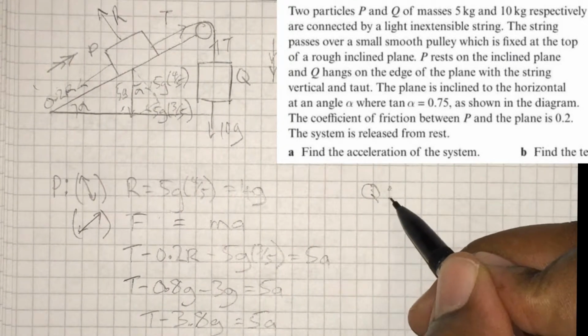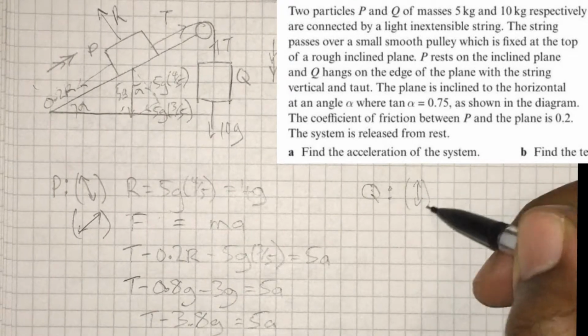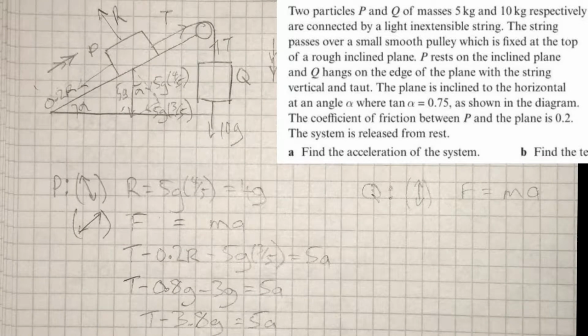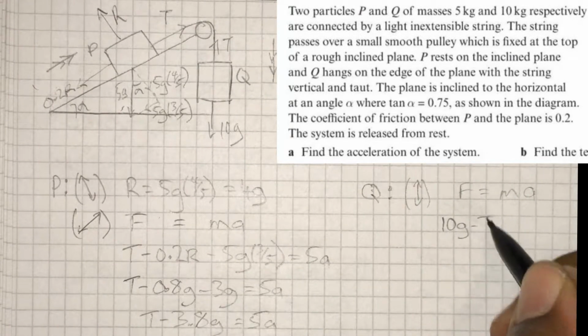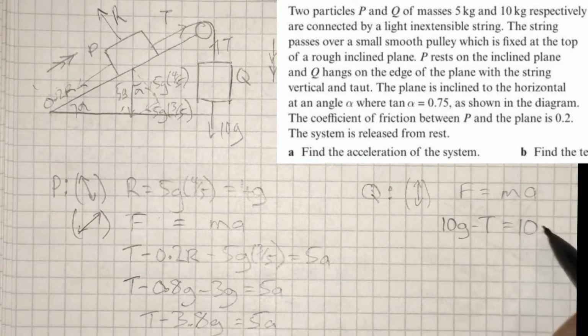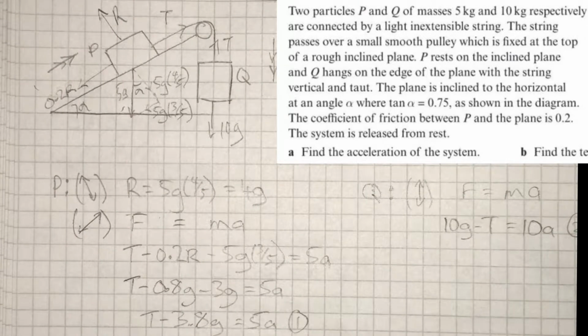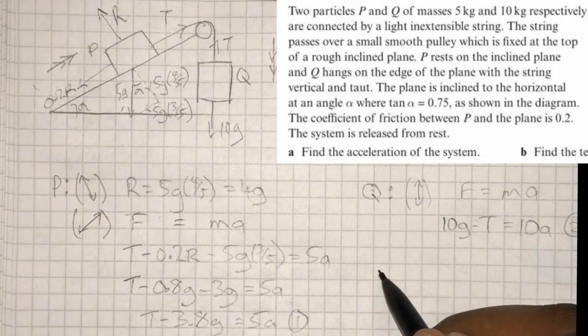We get T minus 3.8g equals 5a. Moving on to Q, there's only really one way to resolve. So vertically, F equals ma. 10g is in the positive direction, so 10g minus T equals 10a. Okay, these two expressions both have the same acceleration and the same tension. They are simultaneous equations, so we can go ahead and resolve them.